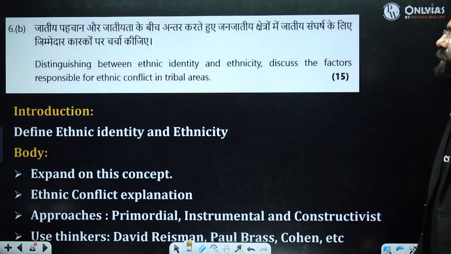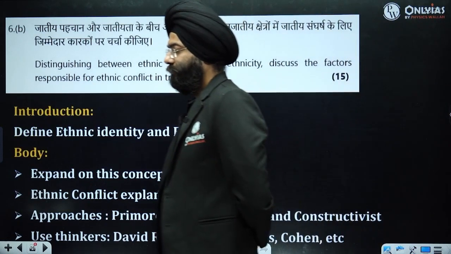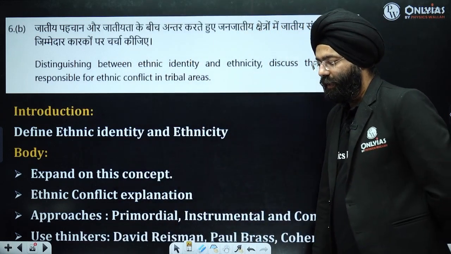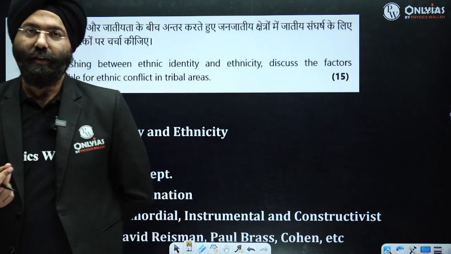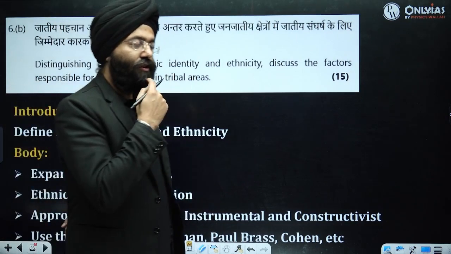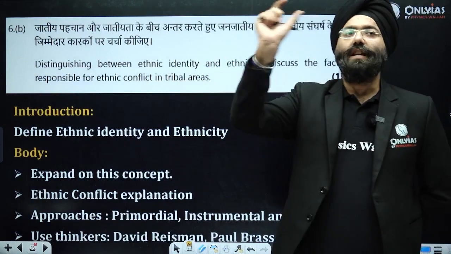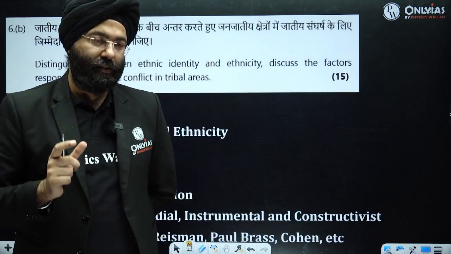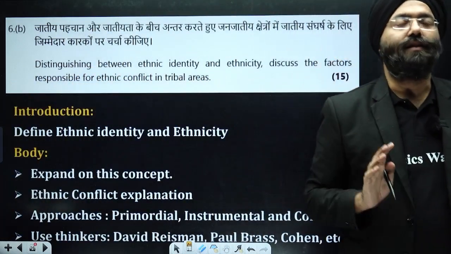Next comes distinguishing between ethnic identity and ethnicity. Discuss the factors responsible for ethnic conflicts in tribal areas. Please understand that when you talk about identity, say a person belonging to one particular religion or one particular caste, you associate yourself with that particular group. That is an ethnic identity. And based on the ethnic identity, if you have a feeling of 'we-feeling', togetherness, as William Brown has said, that is known as ethnicity.